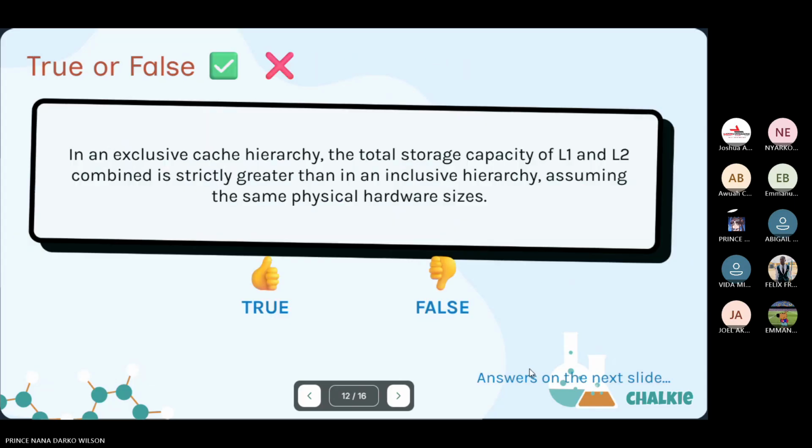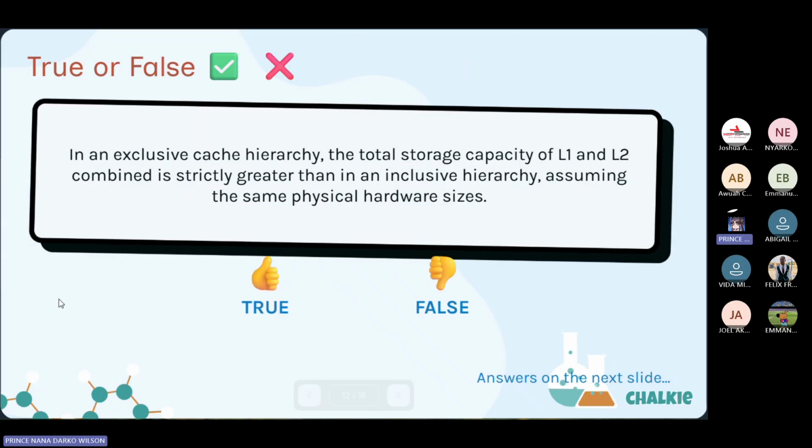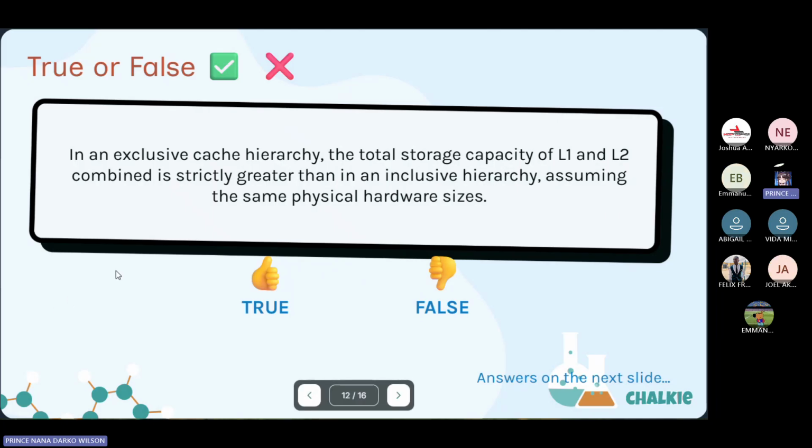All right. So in an exclusive cache hierarchy, the total storage capacity of level 1 and level 2 combined is strictly greater than in an inclusive hierarchy, assuming the same physical hardware sizes. Is this true or false? When we are using exclusive, it means level 1 data is not held in level 2 cache. So level 1 holds strictly what level 1 can hold, so that level 2 will also have more space to hold what is meant for level 2.